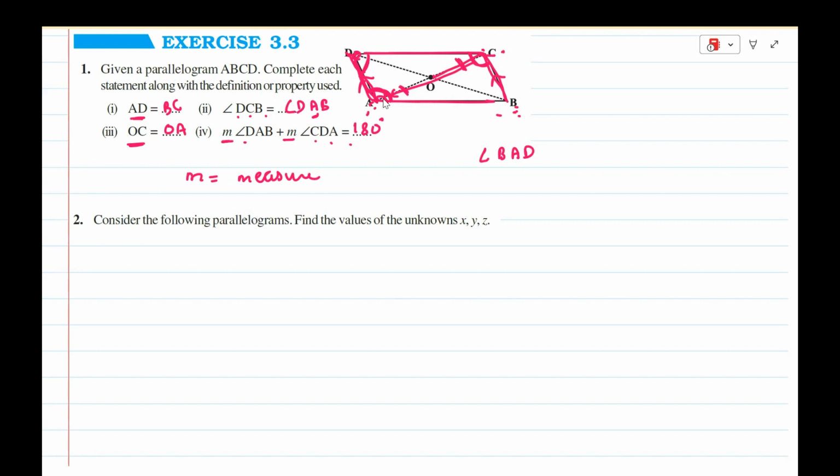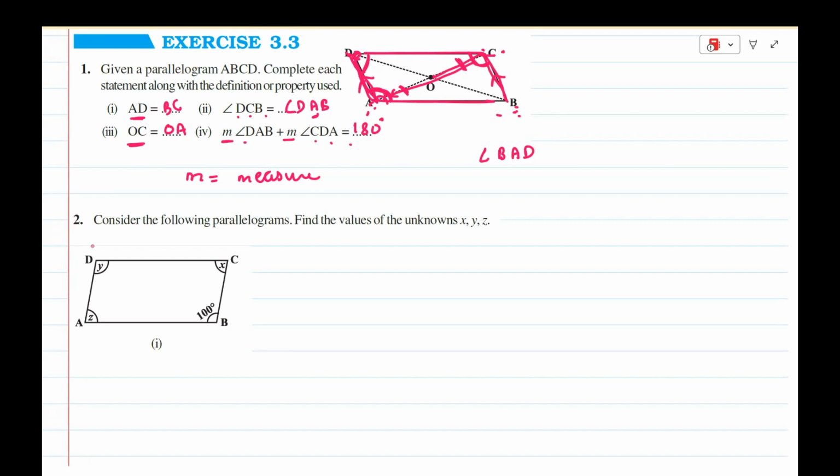The second question has many subparts, and the first part is this. It says consider the following parallelograms, means all the figures given here, either 1, 2, 3 questions, they are parallelograms. And they say find the value of x, y, z. They have mentioned the angle in the figure and we need to find them using the property of a parallelogram or definition of the parallelogram.